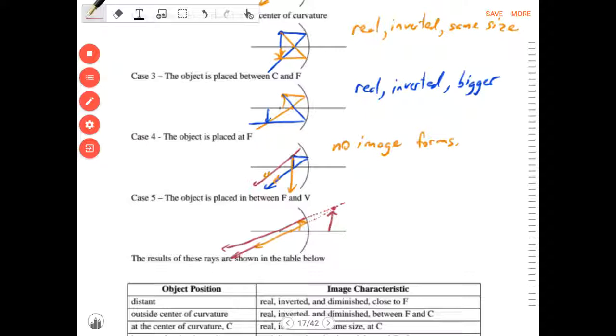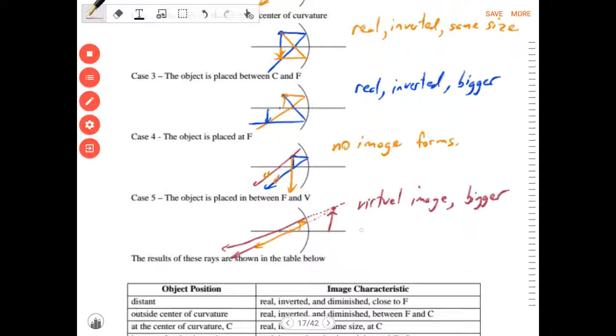So if you've ever seen or used a makeup mirror, okay, that's a makeup mirror, and you can only see an image when your face is really, really close to it. Okay, now look, this kind of image, the image forms behind the mirror. The light rays don't actually go there. Your brain just perceives them as coming there. So this is called a virtual image. So this is virtual. Okay, it is bigger.